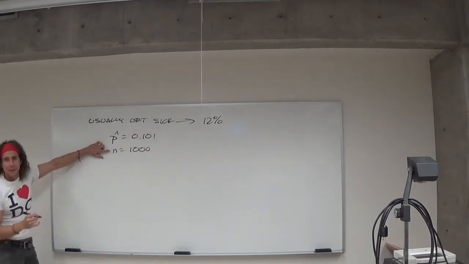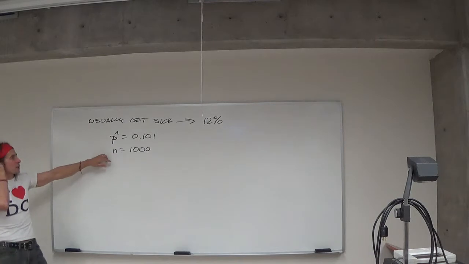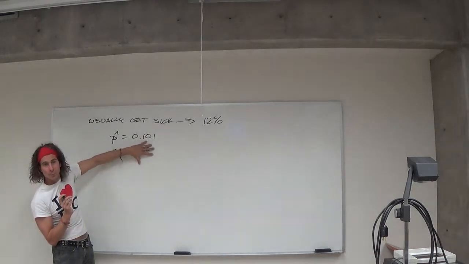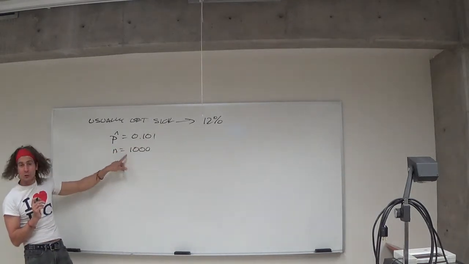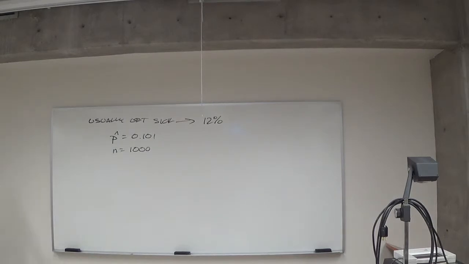This is important. You can't just report that it's a p-hat value of 10.1%. You have to note that there's also 1,000 in the sample. We'll come back to why that's important momentarily. Whoever asked that question yesterday, I apologize for not getting back to it. We'll get back to it today.